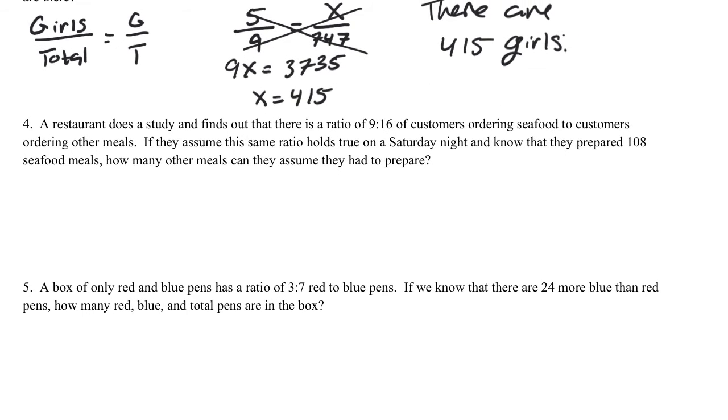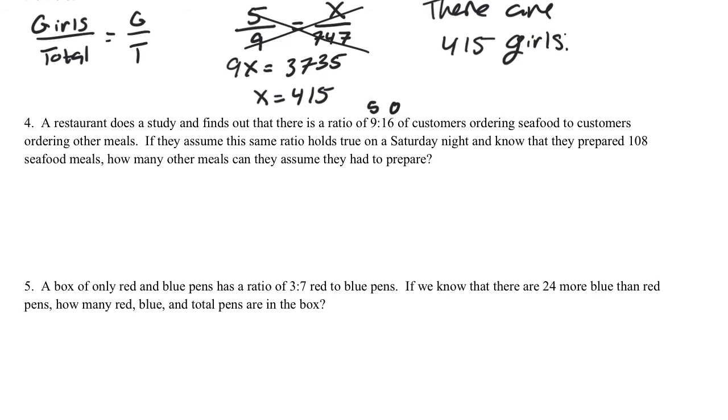Okay, let's do a couple more. A restaurant does a study to find out that there's a ratio of customers ordering seafood, so 9 is seafood, to customers ordering other meals. So I'm just going to write that as O. So 9 seafoods and 16 other meals. If they assume the same ratio holds true on a Saturday night, they know that they prepared 108 seafood meals. So this is 108 seafood meals. How many other meals can they assume they had to prepare? So we're looking for other meals.